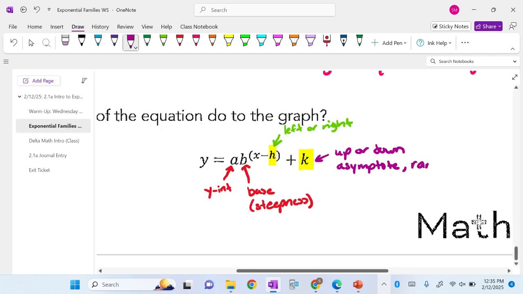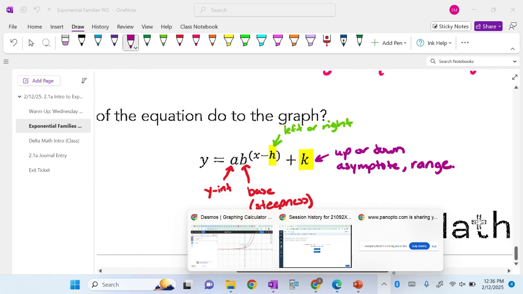So, very important things to note there. Again, the reason we were doing that is because we wanted to see what was going on with our graph. That was just to get you guys to start seeing those key features and how they affect exponential graphs. So now let's look at that journal entry.